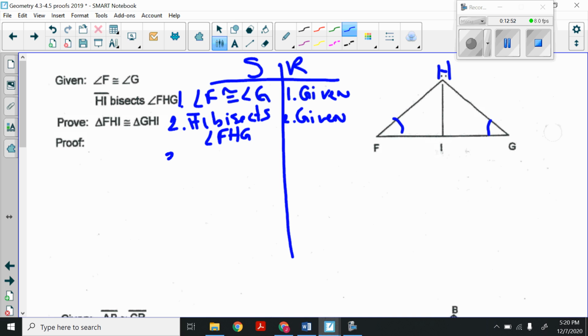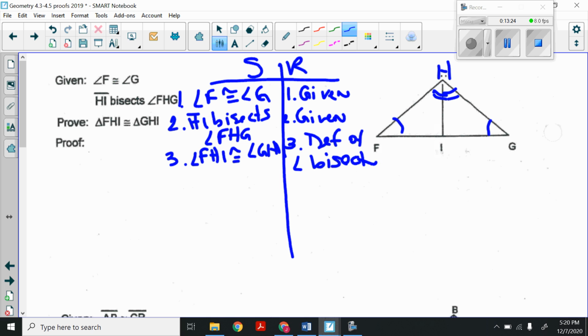So my next statement is going to be, what can I mark congruent based off of that? Again, bisect means cut in half. I look, though, it's an angle that's getting cut in half. Angle FHG, that's this angle at the top. So 2 marks on that side, 2 marks on that side. So then I can say angle FHI congruent to angle GHI. My reason, again, I had that vocabulary word of bisect, so definition of, but this time it's an angle that got bisected, so it's definition of angle bisector.